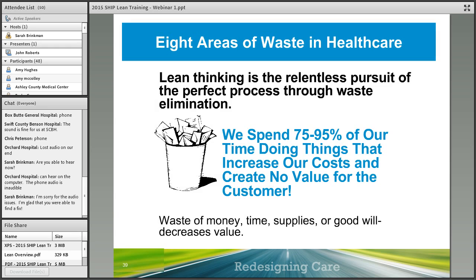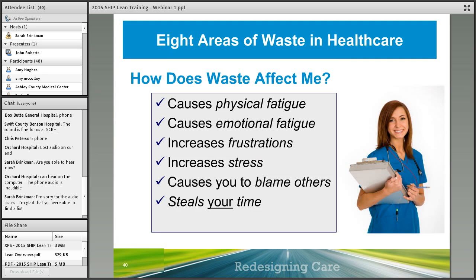Again, our goal in Lean is to relentlessly look at process improvement and perfection and elimination of waste. And waste can be anything: time, money, supplies, goodwill. Again, any of these things can decrease the value we're trying to produce for our patients.